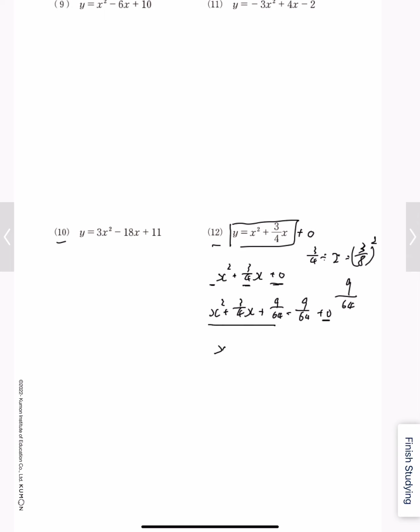So this will be x plus 3 over 8, right? Remember this number here, 8, to the power of 2 minus 9 over 64. Basically, I use everything here to be that, and then whatever left is that. Okay, my vertex again, negative 3 over 8, 9 over 64. Okay, all right.